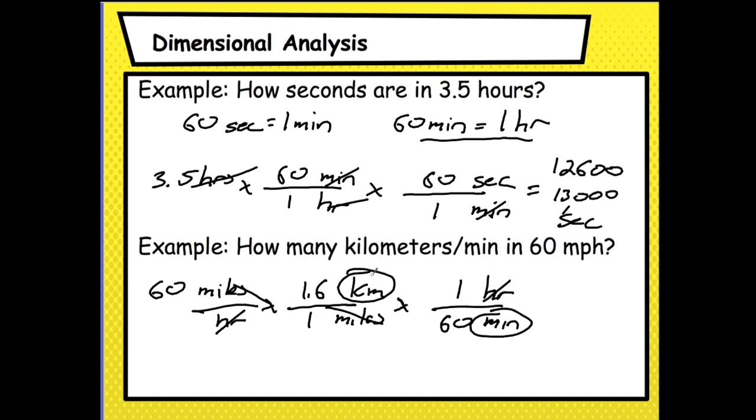So 60 times 1.6 times 1 divided by 1 divided by 1 divided by 60, it comes out to be a nice easy number to calculate. It'll be 1.6 kilometers per minute. All right, there you go.